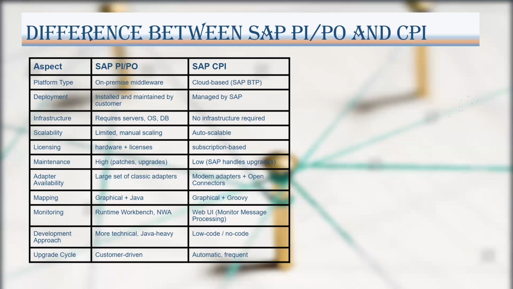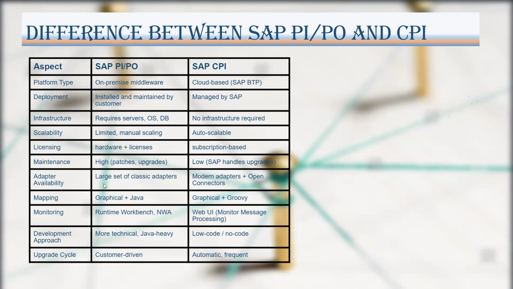We had different kinds of adapters in PIPO, but in CPI we have many adapters, guys. For example, if you want to connect with Google PubSub, there is a Google PubSub adapter. If you want to connect with mail, we have a mail adapter. We have different options. Also open connectors: SAP is providing 250 plus open connectors that you can consume and use for your requirement.